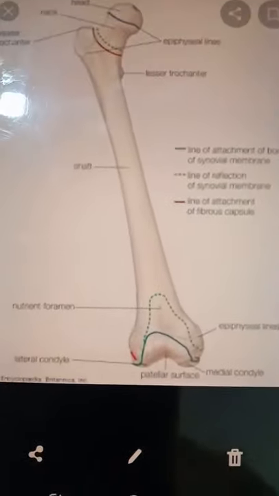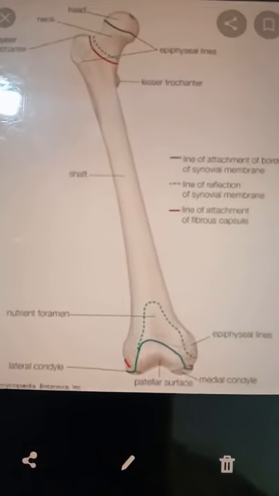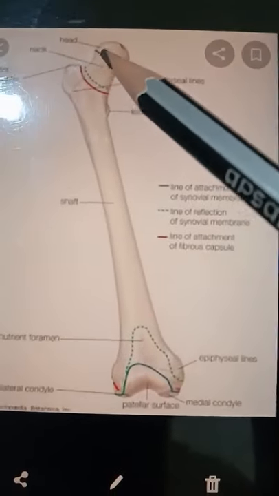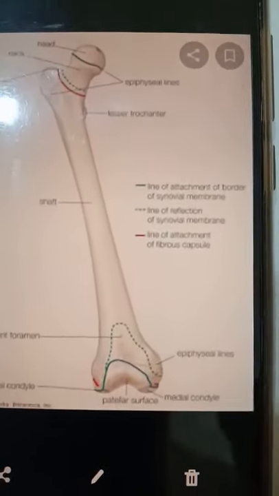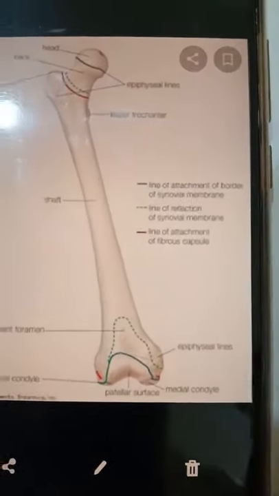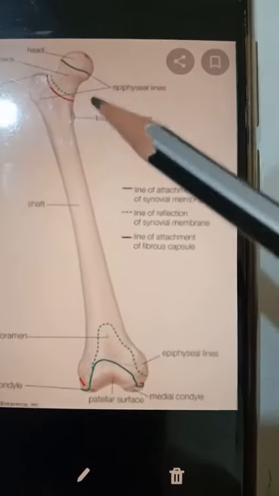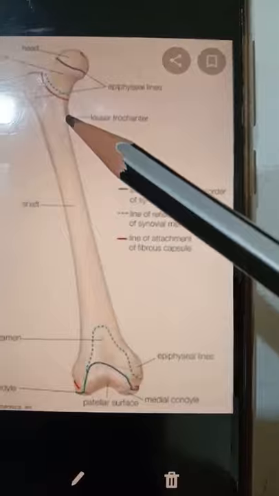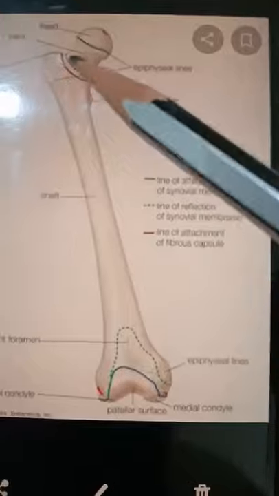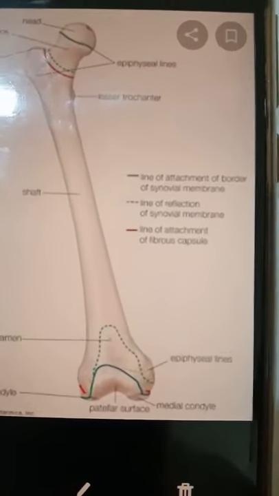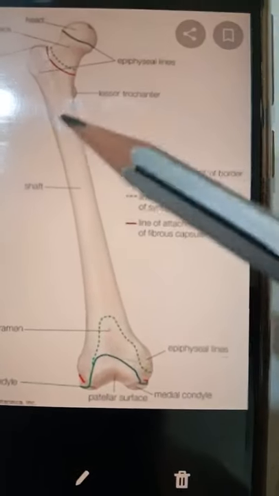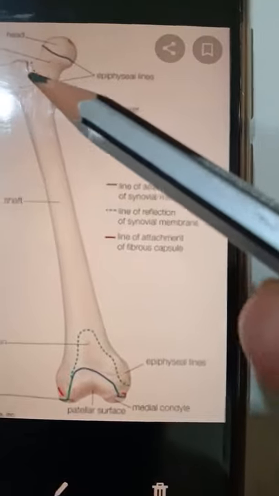So let's see first the upper border. The upper border is concave and horizontal. Here you can see that it is concave, horizontal, and meets the shaft at the greater trochanter. The lower border is straight and oblique and meets the lesser trochanter. So here you can see the lesser trochanter. Then the anterior surface. The anterior surface of the neck is flat and it meets the shaft at the intertrochanteric line. So this one, the red color here you can see.